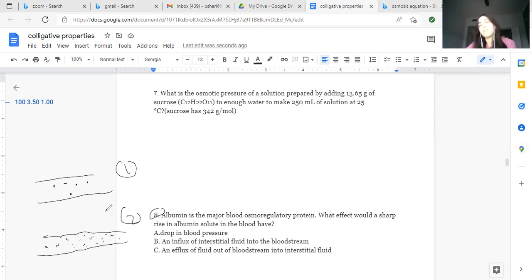In the second condition, people who are familiar with osmosis would know that more water is going to go into the blood vessel. So that's all osmotic pressure is.